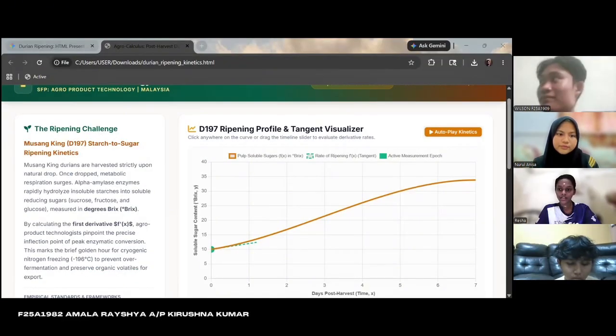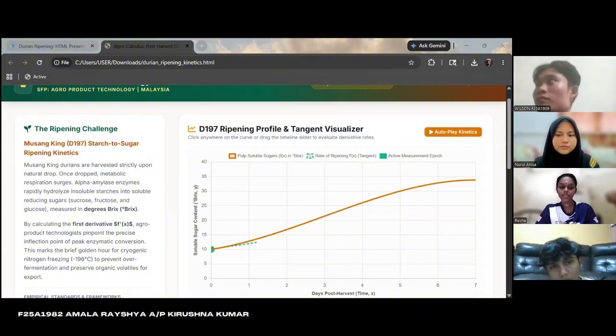Okay, good afternoon, everyone. Today I want to talk about one of the most famous fruits in our Malaysia, that is durian Musang King. Especially this durian cultivar, D197. What is D197? D represents the Department of Agriculture, that is new durian clones categorized with D. And 197 is the register number, recorded in 1993.